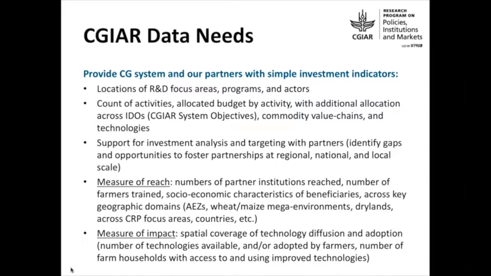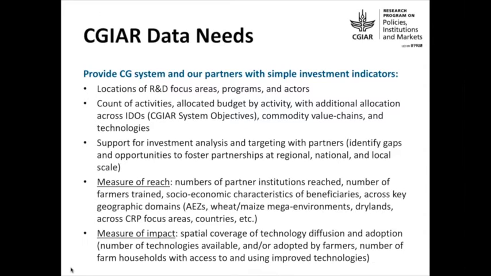The other one was to come up with very simple indicators, potentially the number of farmers reached, the number of farmers trained across activities, also the socioeconomic characteristics of those farmers, and the number of poor and non-poor beneficiaries. Then some other indicators have to do with reach, and then some about impact. Reach was the number of partners and institutions that we're working with, or that receive training or institutional support.